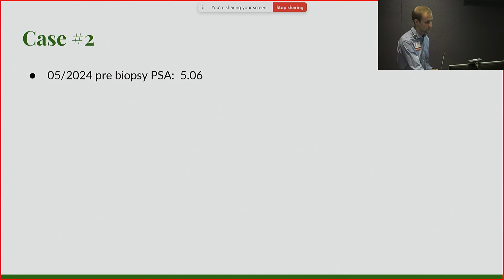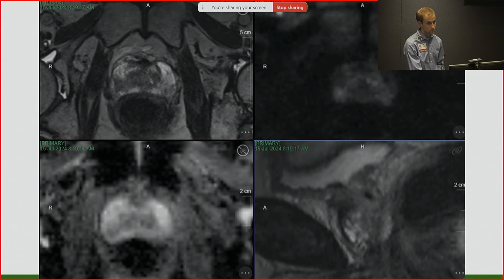Next case, this is a gentleman with a PSA of 5.06, a little bit elevated, who I had rechecked, and it was right around there. And so this is his prostate MRI. He's got not the biggest prostate in the world, but here's the T2 image. He's got a little bit of what I call smudgy, dark changes throughout the right side and moving a little bit into the left side. He's got a little bit of brightness there on the DWI, and then some corresponding darkness here on the ADC.